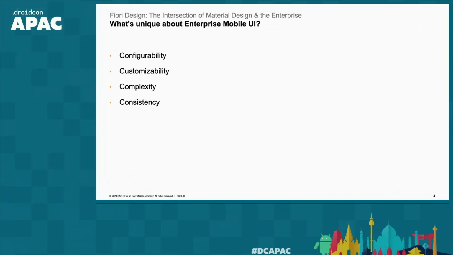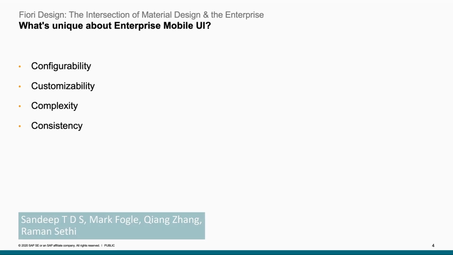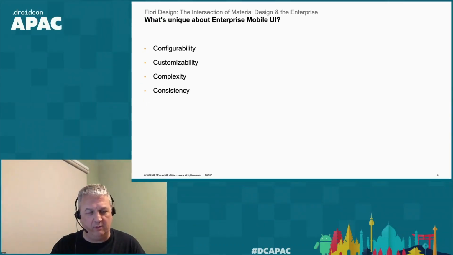And then finally, consistency. So most mature enterprises have a suite of applications that their users use day to day. So it can sometimes be a challenge for all of those applications to have a consistent look and feel. And that's another thing we're trying to accomplish with our Fiori for Android design. And we're going to look at some examples from SAP's own suite of applications to show just how well or not well we're achieving consistency there.